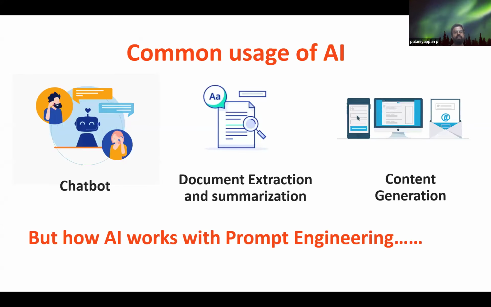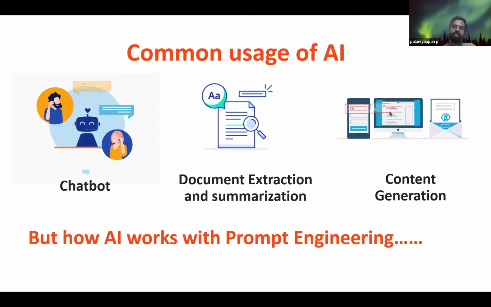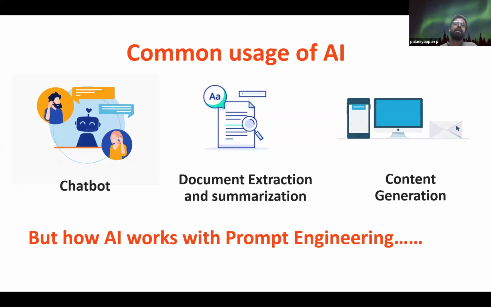So before that, we need to understand the common usage of artificial intelligence, to the extent of what we know. People who have RPA expertise or who are AI/ML enthusiasts know that AI could be used at most in a chatbot, to extract document details and summarize them, or even to create some content around it. That's what we have seen, right?